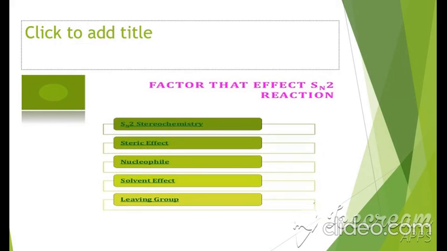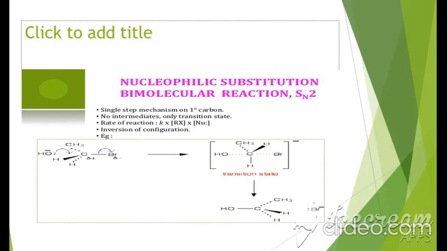How many types of nucleophilic substitution reactions are there? There are two types. It's clear for you, the replacement of one nucleophile with another nucleophile. The two types are SN2 and SN1. S shows substitution, N shows nucleophilic, and I will tell you later what number 2 means, why it is called SN2 and why it is called SN1.